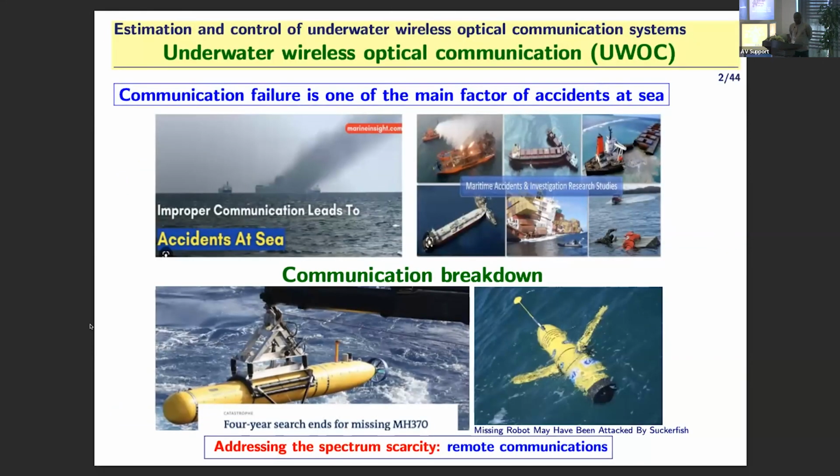Communication failure is actually one of the main factors of accidents at sea, as you can see in this figure on this plot. Improper communication or communication breakdowns can lead to accidents at sea, and it's on both sides, for surface vessels and also for underwater vehicles. So we need to do something about that, and the best way is to address the spectrum scarcity underwater by doing remote communications, and optical wireless communication is an alternative for that.